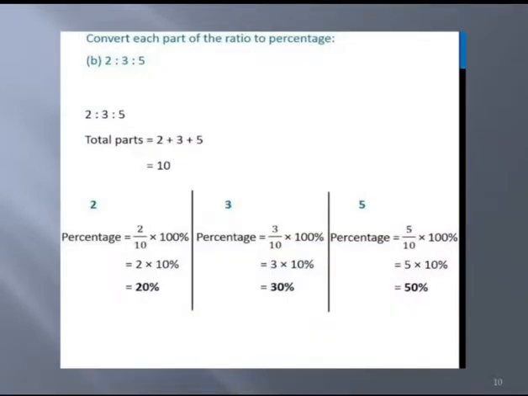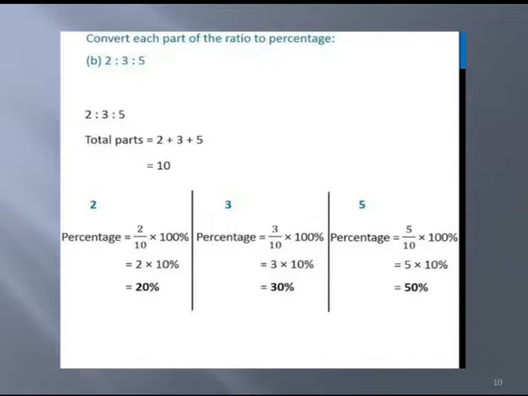Now see the next example: how to convert each part of a ratio into a percentage. We have 3 parts given in this question, that is 2, 3 and 5. They are all given in ratio form. We have to find the percentage of each part, right? So to find the percentage of each part, you need the total of them. So add them up: 2 plus 3 plus 5 is 10.